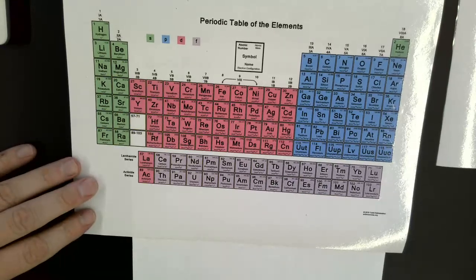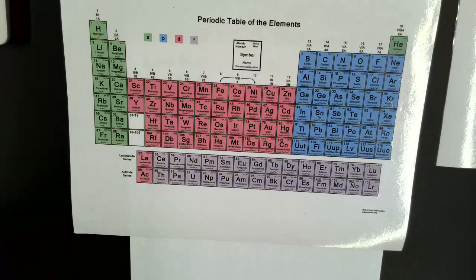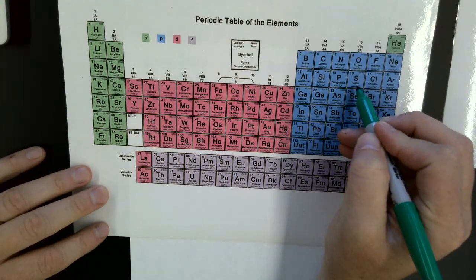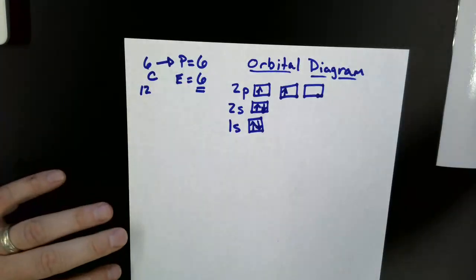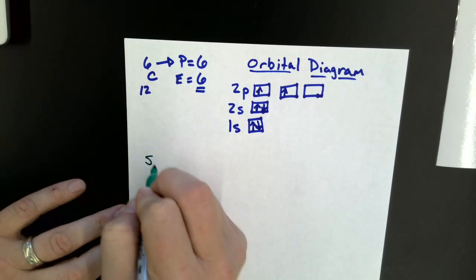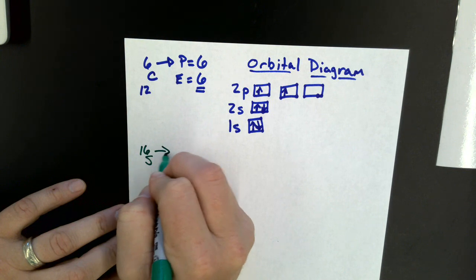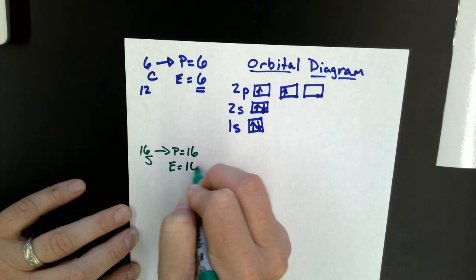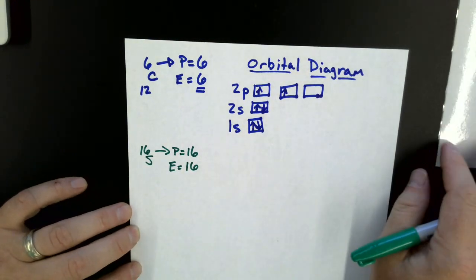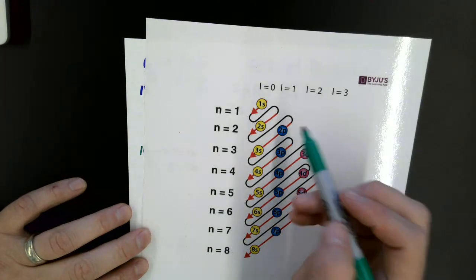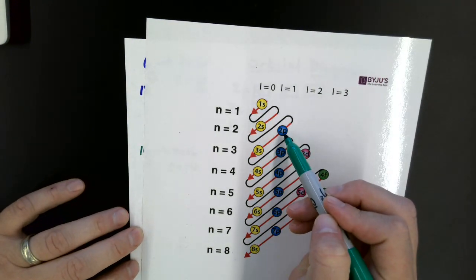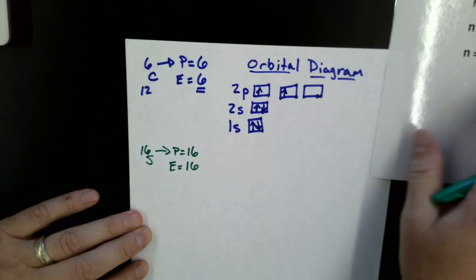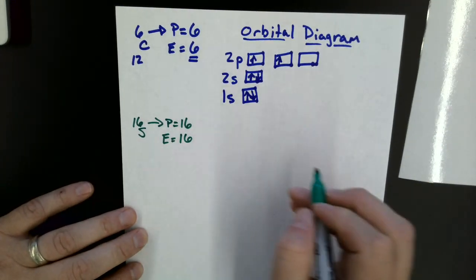Let's go ahead and try another one again just to show how the orbital diagrams are actually filled out. We're going to pick sulfur, which has an atomic number of 16. So if we have 16 protons, that means we're going to have 16 electrons. Now we're going a little bit higher up. Remember, we stopped at the 2p for our 6. Now we're going to add more, so we're going to slowly creep up in our orbital diagram. We're going to draw this out.